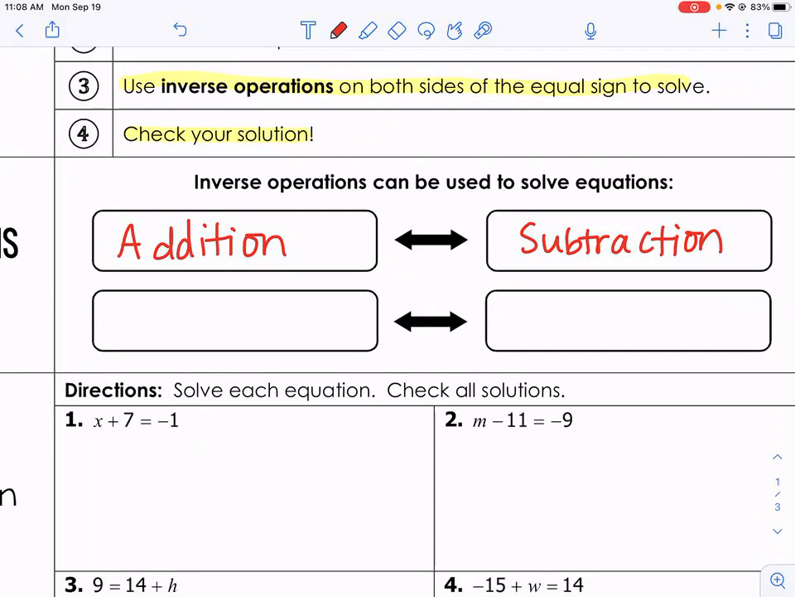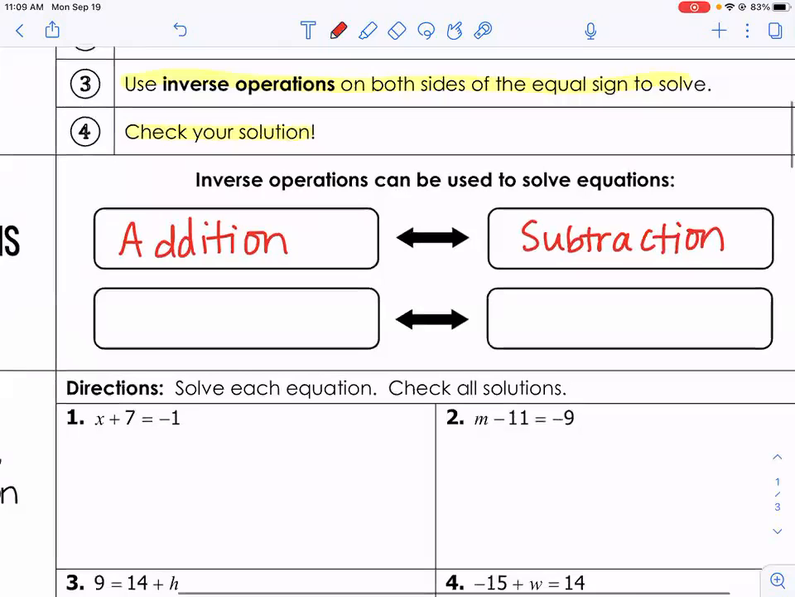If we have a number that is added to our variable, then we are going to subtract that number from both sides. If we have a number that is being subtracted from our variable, then we are going to add that number to both sides. So whatever is happening to our variable, if it's addition, we're going to use subtraction. If it's subtraction, we're going to use addition. These are the inverse operations we're going to focus on today. Tomorrow we'll focus on the other two. Okay, so let's put it into action.